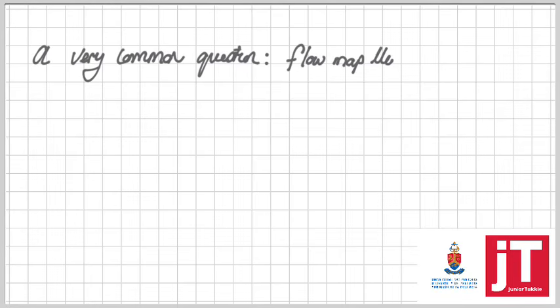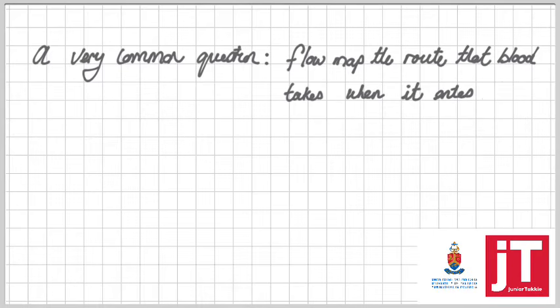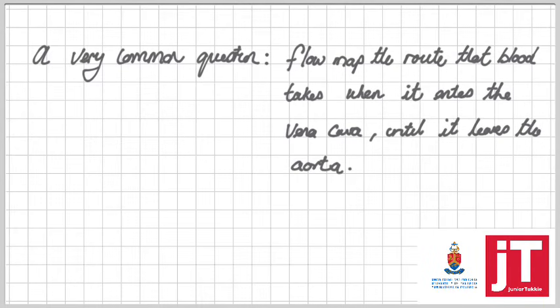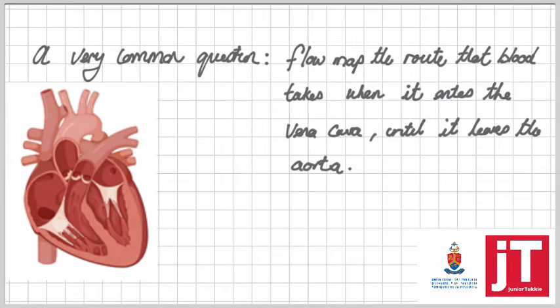A very common question when looking at blood flow through the heart is for us to draw a flow map of the route that blood takes when it enters the vena cava until it leaves the aorta. Now, how would we answer a question like this? First thing to do is to understand the blood flow through the heart. So we're looking at a heart now, and let's identify the structures from start to finish as the blood makes its way through the heart.